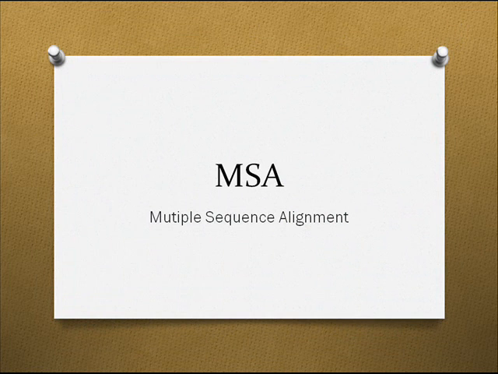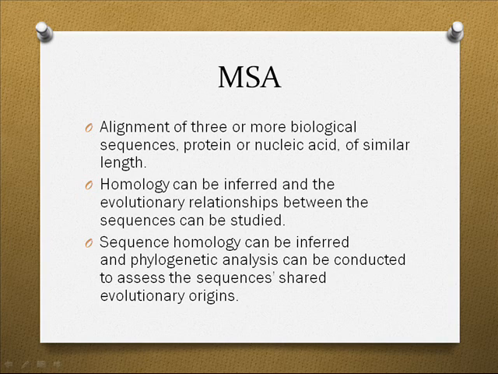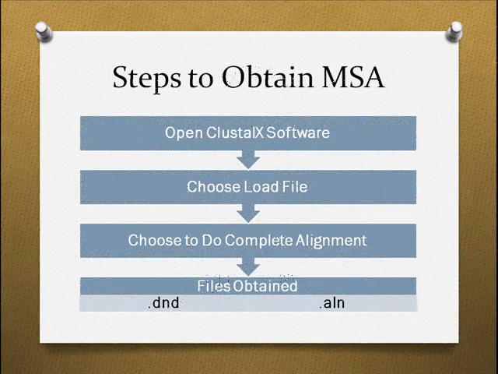Multiple sequence alignment, or MSA. MSA is generally the alignment of three or more biological sequences, protein or nucleic acid, of similar length. From the output, homology can be inferred, and the evolutionary relationships between the sequences can be studied. From the resulting MSA sequence, homology can be inferred, and phylogenetic analysis can be conducted to assess the sequence's shared evolutionary origins. So, these are the steps in obtaining a MSA.